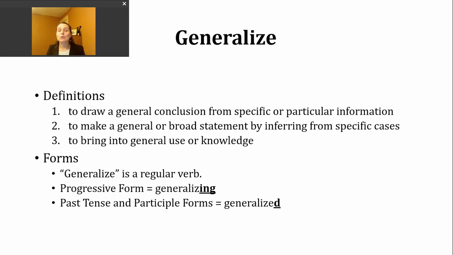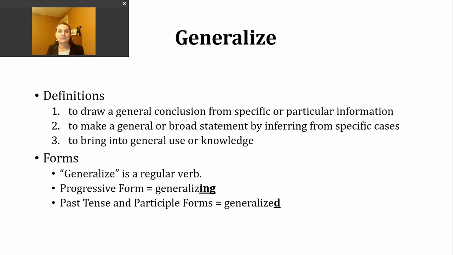Generalize is a regular verb. To make the progressive tense, I would drop the E and then add ing to form generalizing. The past tense and participle forms of this verb are made by adding D. We're not adding an ed here because this verb already ends with an E.